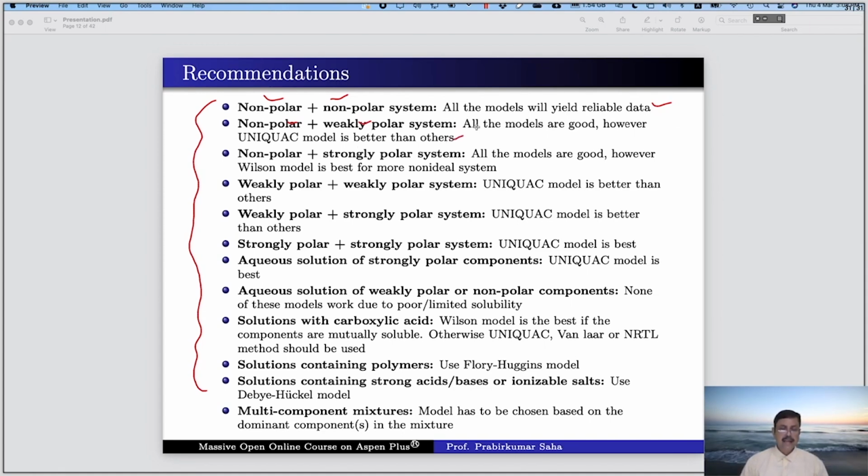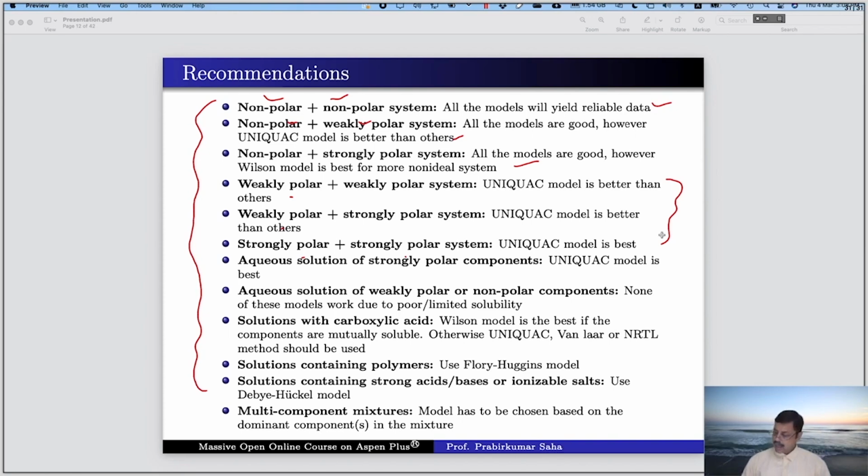And if there is a non-polar, strongly polar combination, in such situation, all the models are good. However, Wilson model is the best for such non-ideal system. And when we have a combination such as weakly polar and weakly polar, strongly polar and strongly polar, for this kind of system, Uniquark model is better than others.